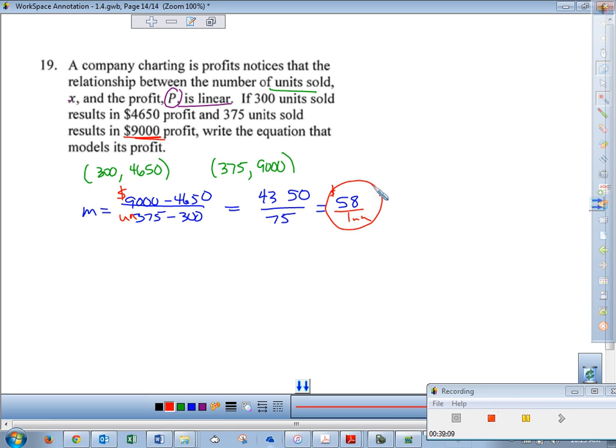And then we need to write the equation, though. So you have a slope and you have a point. Please use point-slope form to write the equation in that situation. They didn't ask you to find the slope. They asked you to write an equation. So point-slope form. Pick any point you want to. It doesn't matter which one. And then use point-slope form. Slope was just plain old 58.